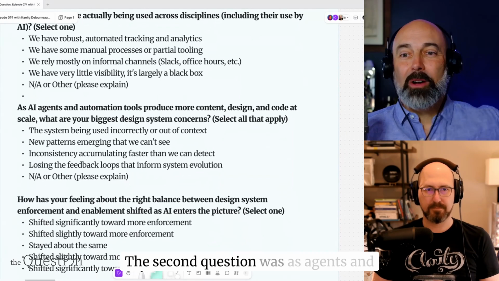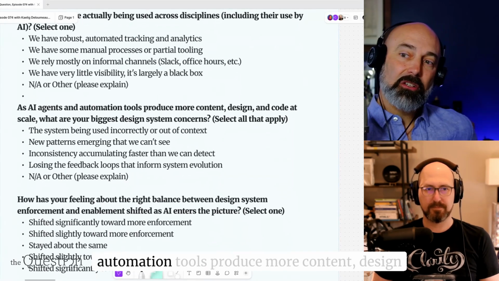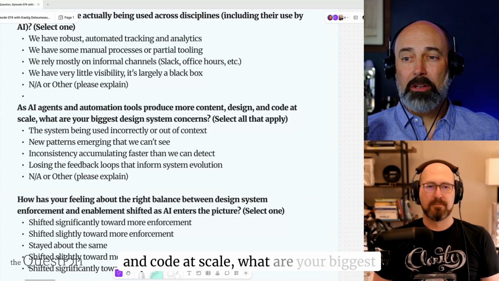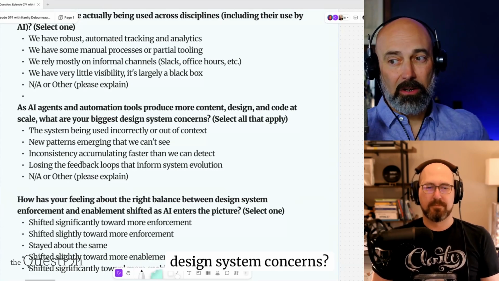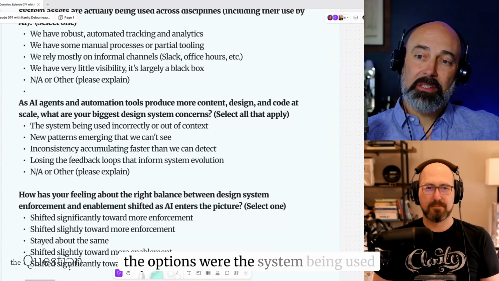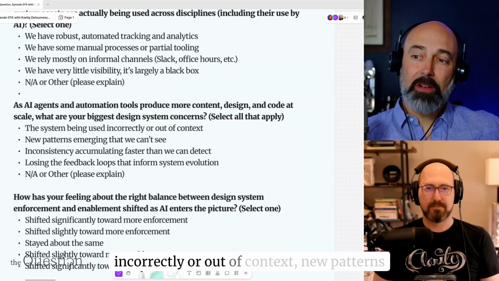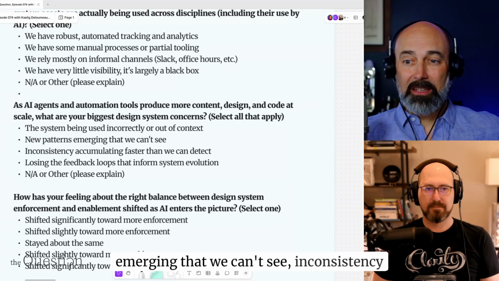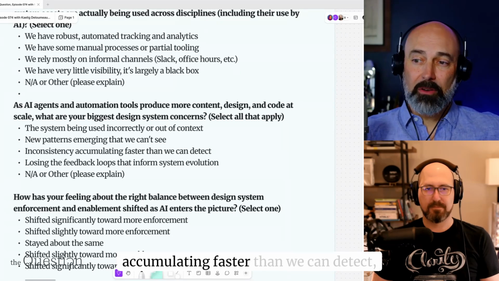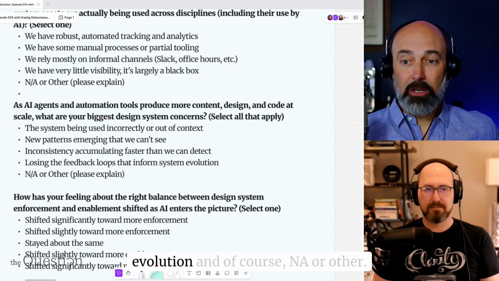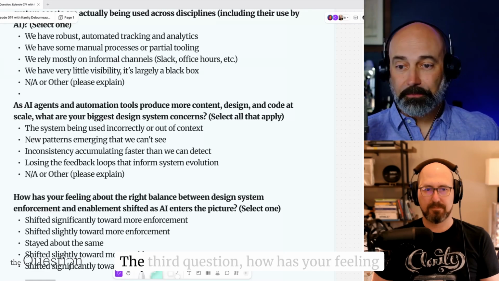The second question was, as agents and automation tools produce more content, design, and code at scale, what are your biggest design system concerns? And we let them select all that applied. And the options were the system being used incorrectly or out of context, new patterns emerging that we can't see, inconsistency accumulating faster than we can detect, losing the feedback loops that inform system evolution, and of course, NA or other.